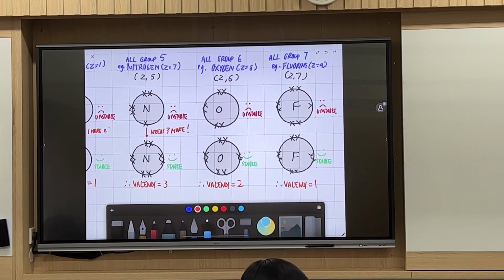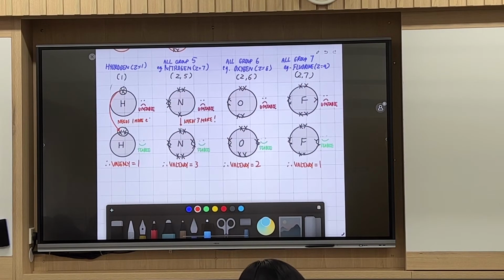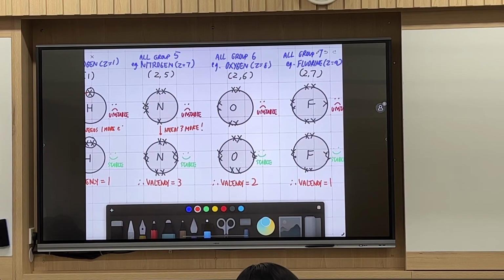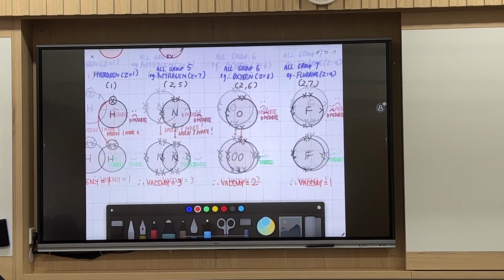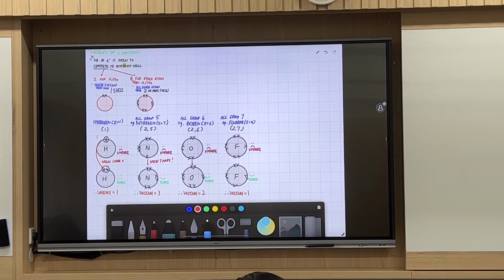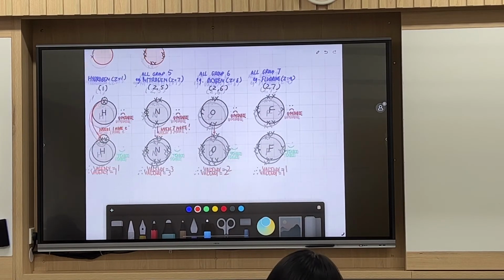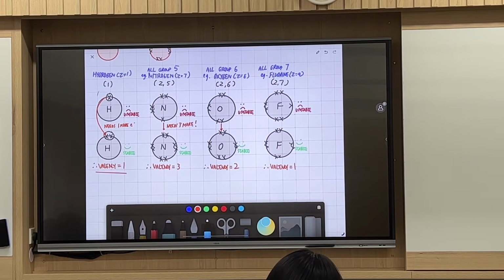Is it clear what valency means? They won't ask you what is the literal meaning of the word valency. We don't need to know that. The chemistry meaning of it is how many electrons it needs to complete its outermost shell. Okay, so you have 1, 3, 2, 1 to remember.